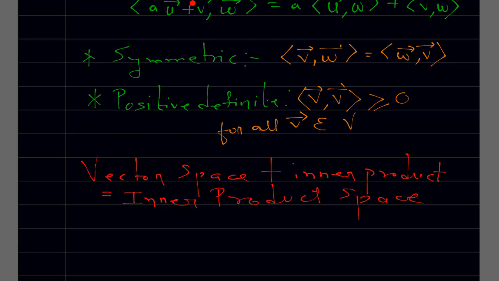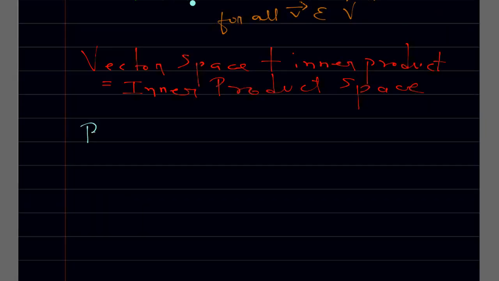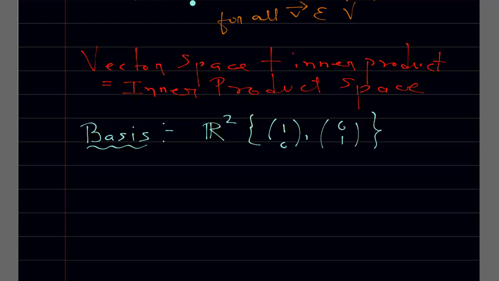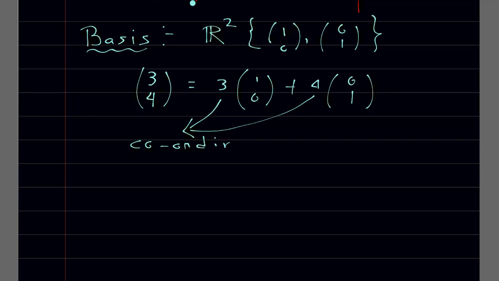Okay. Now remember we talked about a basis. Every vector space contains a basis. Remember I talked about a vector space R2 and I said that it has two bases, 1, 0 and 0, 1. And any element of R2, say 3, 4, can be written as a linear combination of the bases. Now these 3 and 4 have a very interesting name. They are called coordinates.